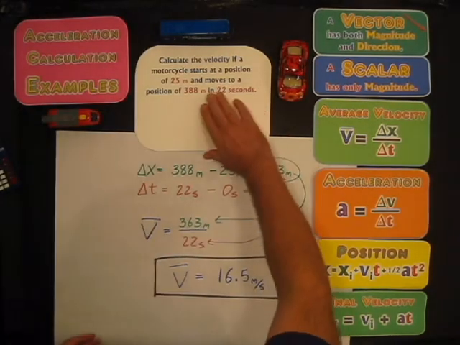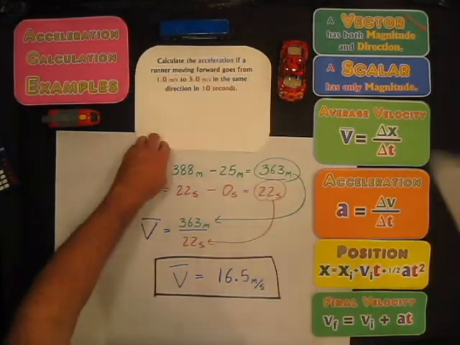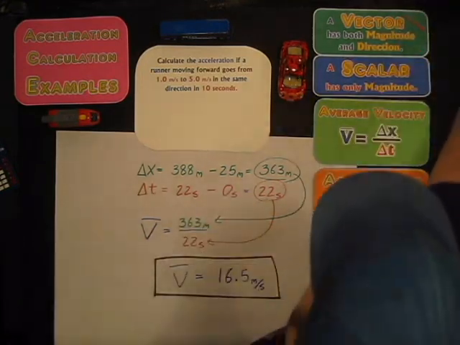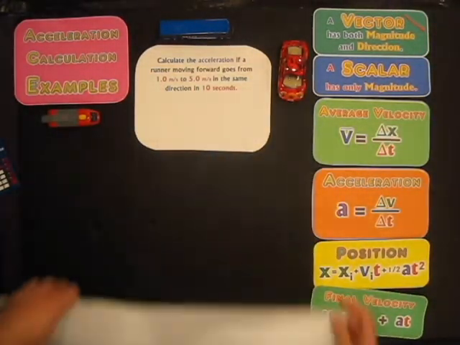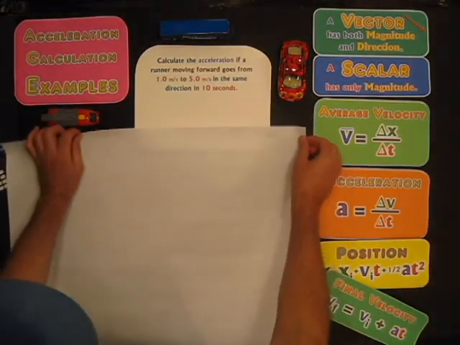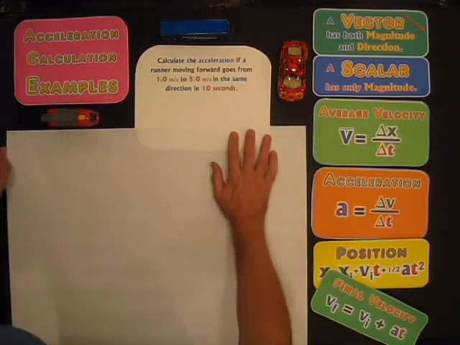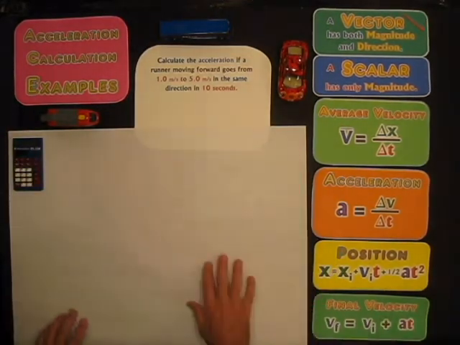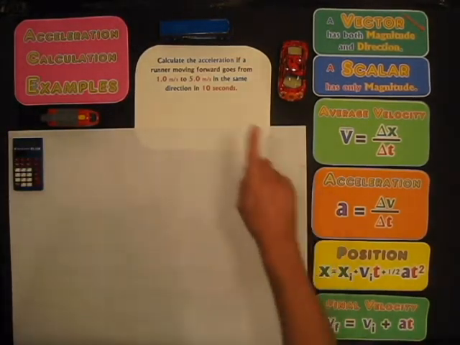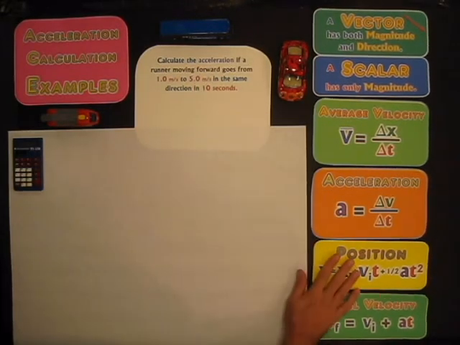Let's see what the next one is. The next one is an acceleration question. So let me change out this paper. I'll put on a new paper right there. Oh, that works pretty well. Okay. So we're doing an acceleration question. So think about this one now.